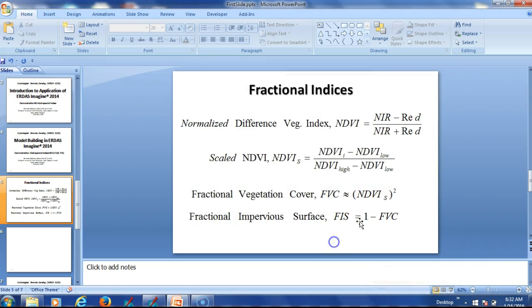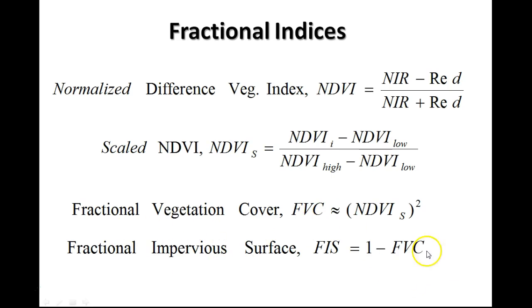So there it is. The vegetation cover is the square of the NDVI, and the impervious surface is 1 minus the fractional vegetation cover. Let's go to ErdasImagine and see how these indices can be calculated by using model building.